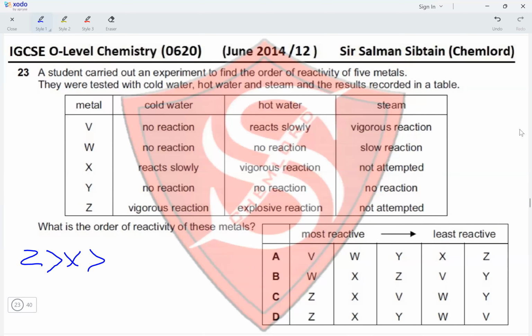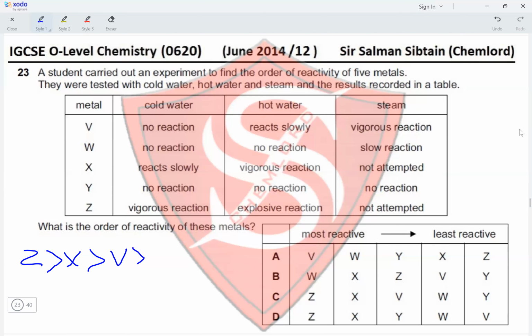Next, with hot water, V reacts slowly, X reacts vigorously, and Z reacts explosively. But there was no reaction with W and Y. So W and Y are the least reactive, and we have already placed Z and X. So what is remaining is V. V should be the next metal because it reacts slowly with hot water. And now the reaction with steam. Z and X were not attempted because we have already figured the positions out. V gave a vigorous reaction, W gave a slow reaction, and Y gave no reaction.